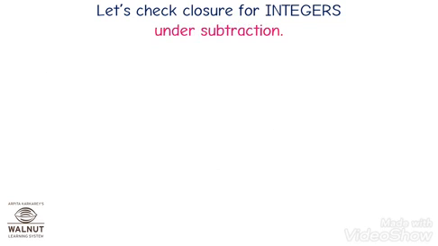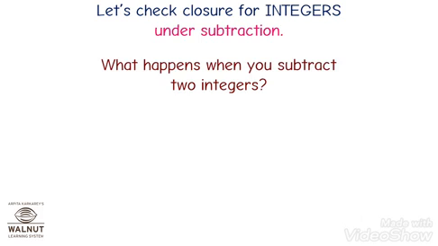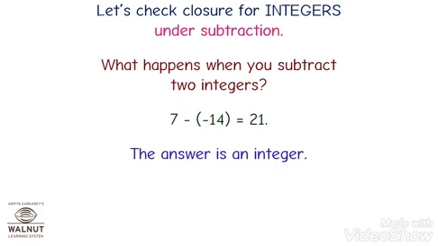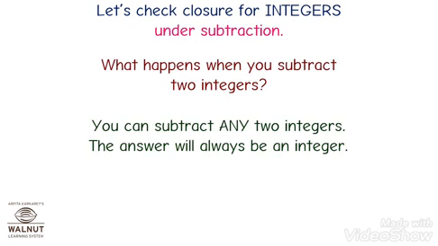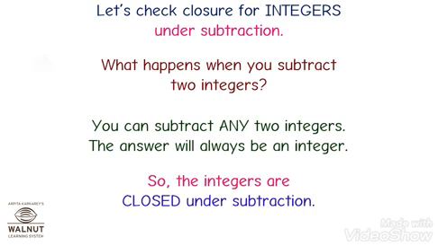Let's check closure for integers under subtraction. What happens when you subtract two integers? 7 minus 14 is equal to 21. The answer is an integer. 0 minus 12 is equal to minus 12. The answer is an integer. You can subtract any two integers. The answer will always be an integer. So, the integers are closed under subtraction.